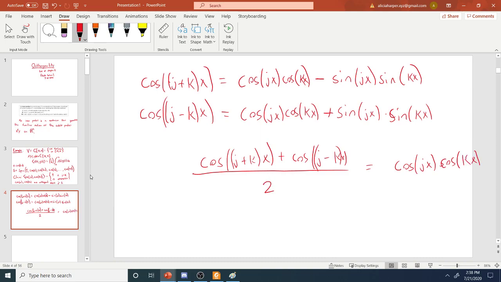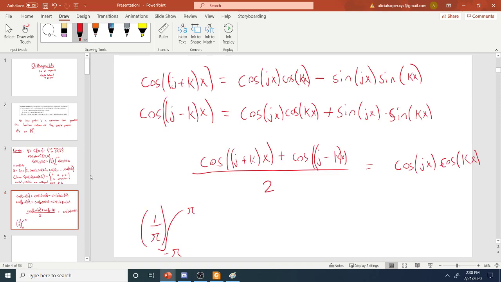And now I can integrate both sides of this. The integral goes from negative pi to pi, and I have a 1 over pi on the outside here. So what we find is that this integral is equal to this integral.